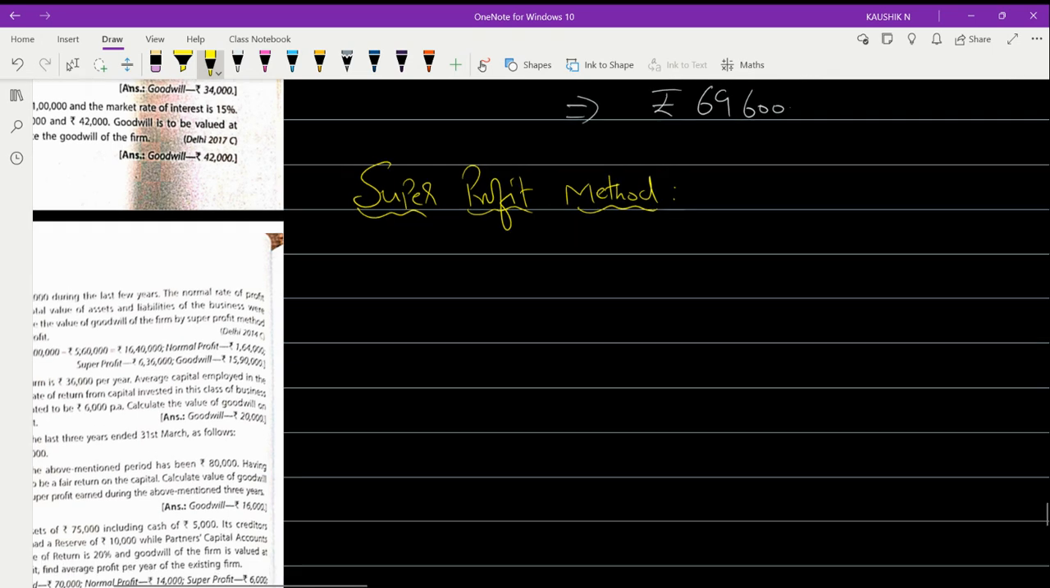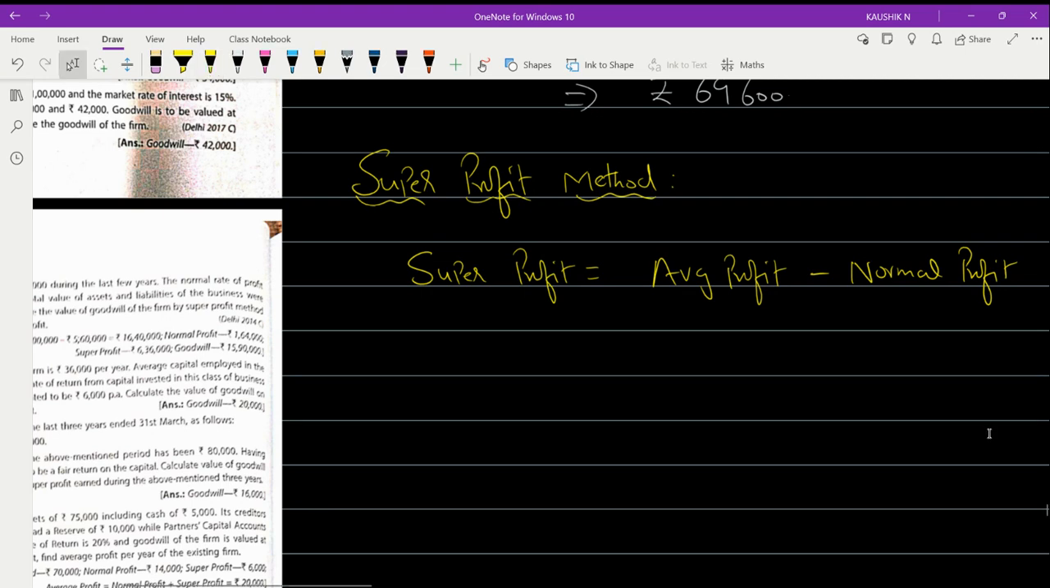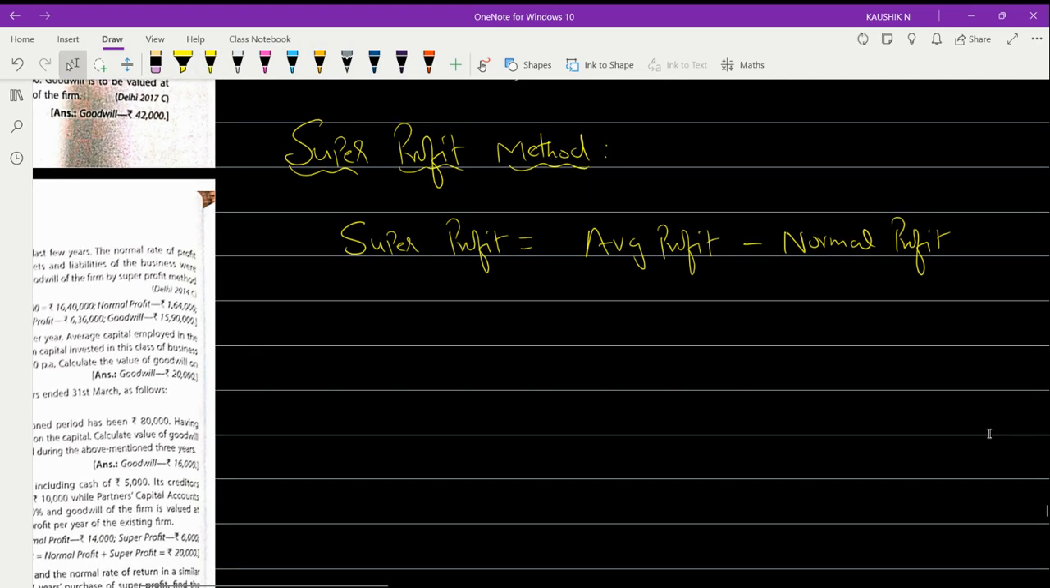Okay, so super profit method or formula. Super profit is equal to your average profit minus your normal profit. I repeated: the value of super profit will be found by using this method. Super profit is equal to average profit minus normal profit.